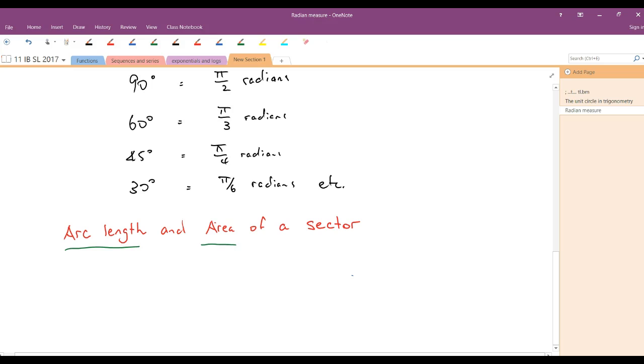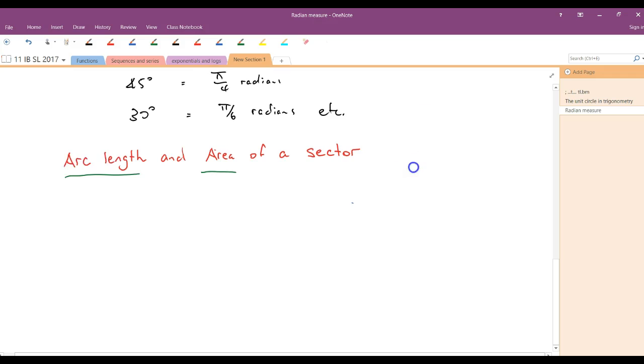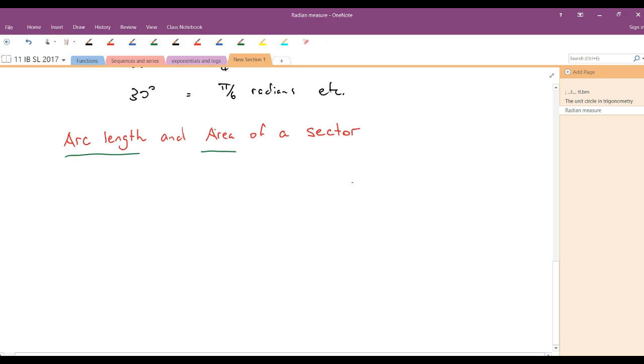Right, so let's start with pi and 180. That's the base conversion. 2 pi is 360, pi over 2 is 90, and they go both ways. We're going to start using radians now. I'm going to show you how powerful they are, and how easy they make some of our calculations. We're going to start by looking at the arc length and area of a sector.